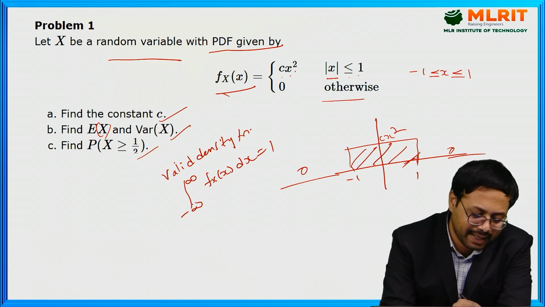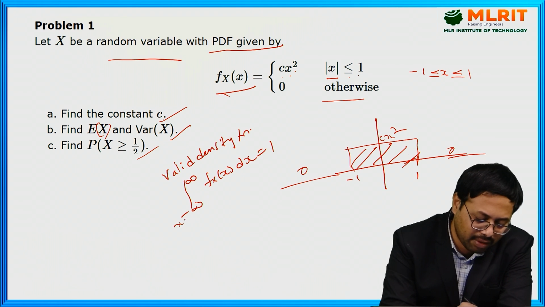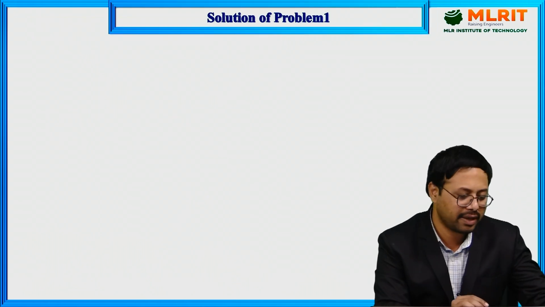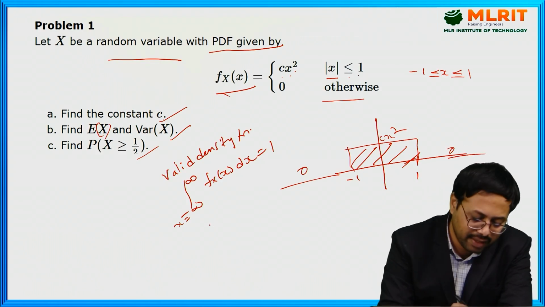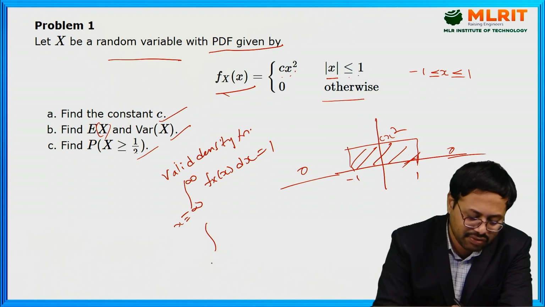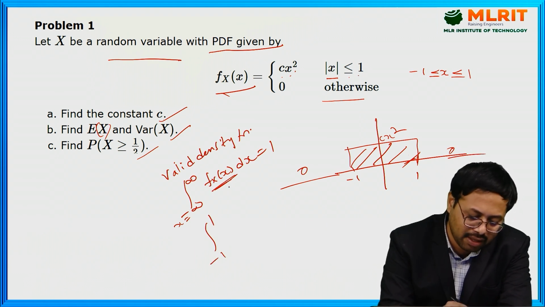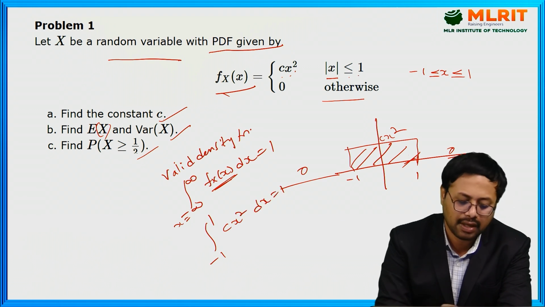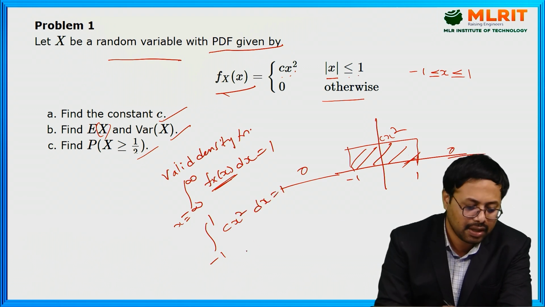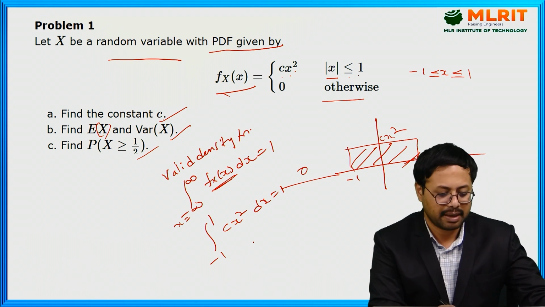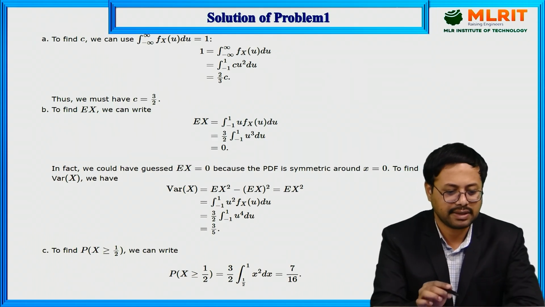Now here the x interval is from -∞ to ∞. But what interval do we require? We require the interval from -1 to 1, where the condition is satisfied. Here fX(x) is c x square dx, equal to 1. Now you simplify this integration and you will get the resultant part. That part I already simplified. You can check it here.